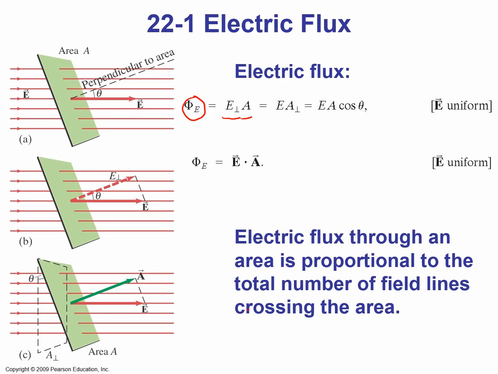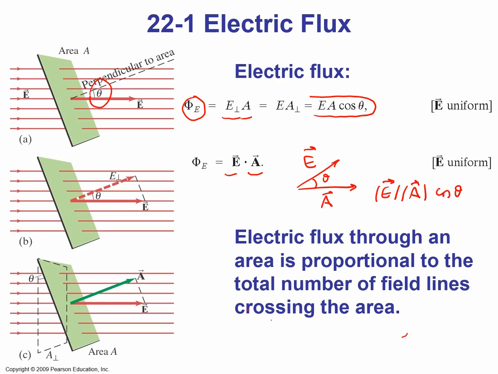And this can be written as E times A times cosine of theta, where theta is the angle between the perpendicular to the area and the uniform electric field. We can write this as a dot product between two vectors, the electric field E and the surface A, E dot A, which is a vector multiplication of vector E and vector A. The angle between them is theta, so the result is a scalar, a number. So we have the magnitude of E, the magnitude of A, and the cosine of the angle between them, which is theta in our case.